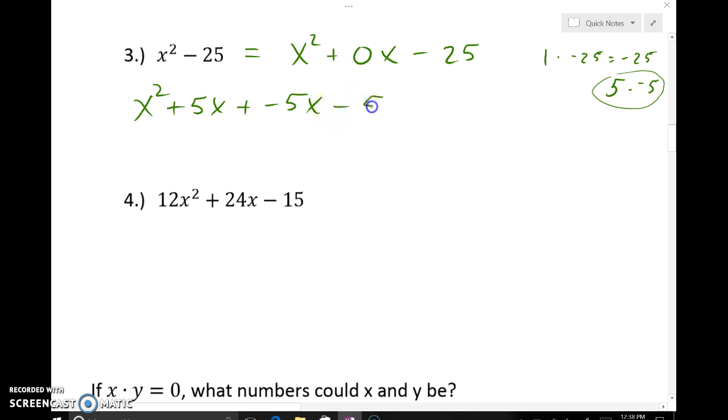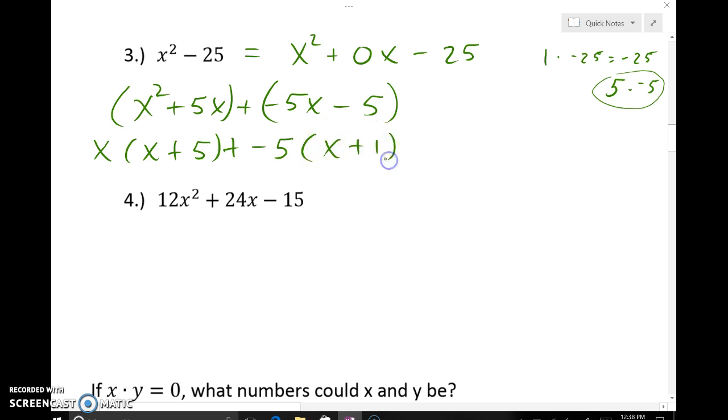So I'm going to break that middle term apart, and I get x squared plus 5x plus a negative 5x minus 5. Group the first two and the second two, and now I'm pulling out greatest common factors. They only have an x in common in the first binomial. What am I left with? X and 5. In my second binomial, they both have a negative 5 in common. So what am I left with? X and a positive 1. Because what do I multiply negative 5 by to get negative 5? Positive 1.